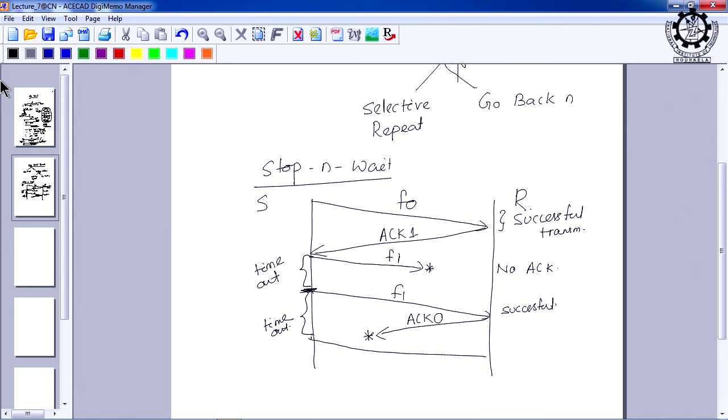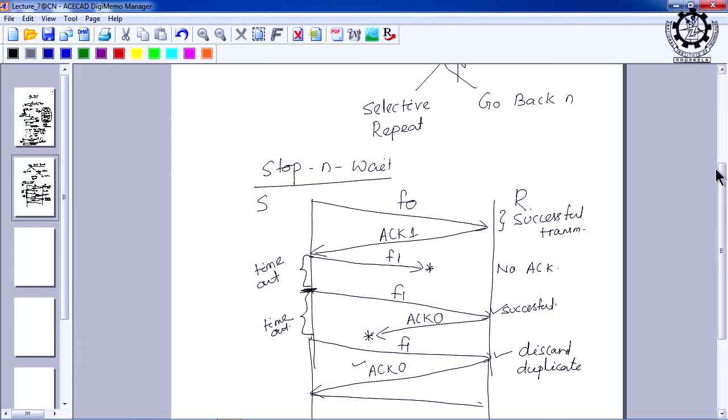Now, acknowledgement 0 is lost, so the timeout occurs again, and with the timeout, retransmission takes place for F1. What does the receiver understand? I got F1 here and I am getting F1 again, so that means it has to discard the duplicate. And what does it do? It retransmits acknowledgement 0. Now, the sender receives acknowledgement 0, so it understands that F1 has been received safely.